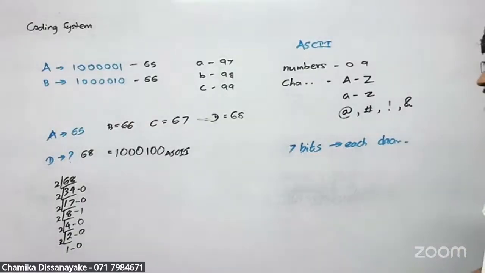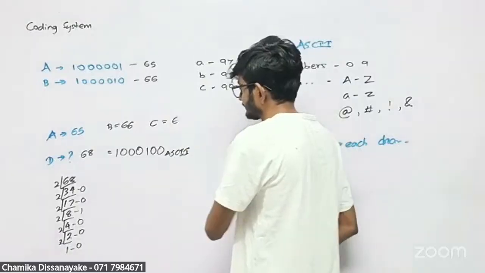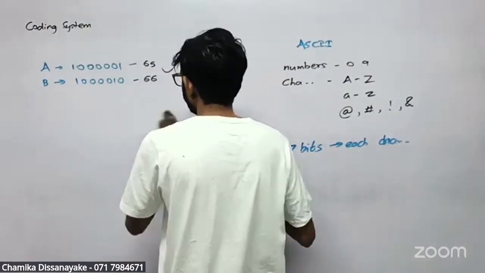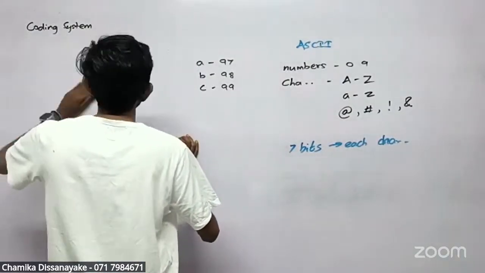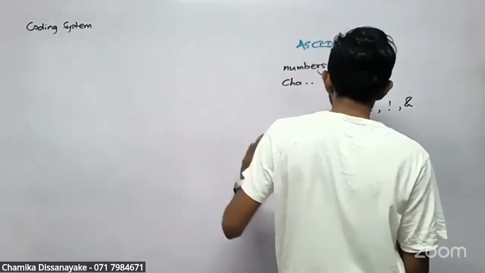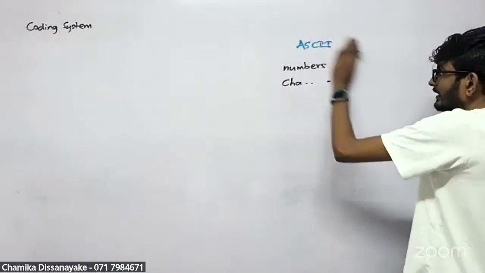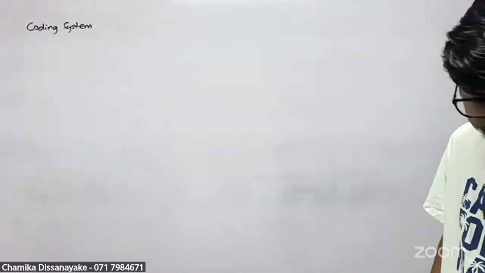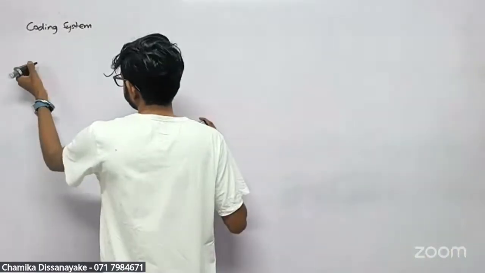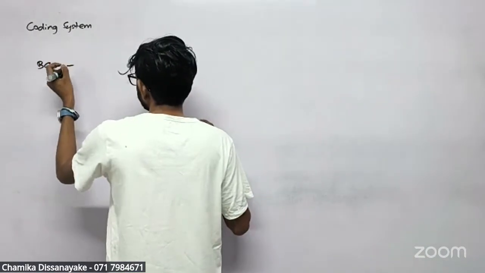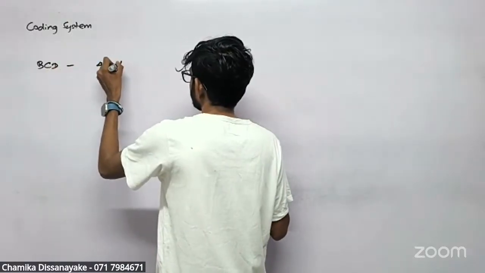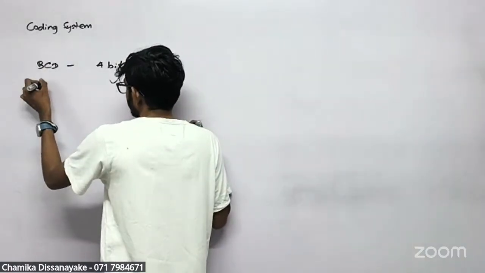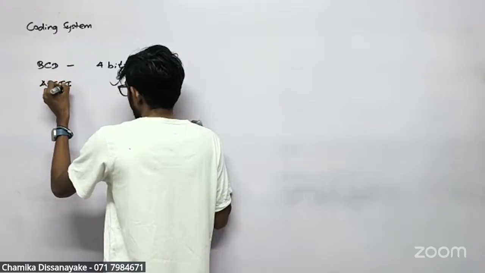Right. This is about ASCII. I will write the difference of each number system. BCD uses 4 bits to represent each value, each character. ASCII uses 7 bits.